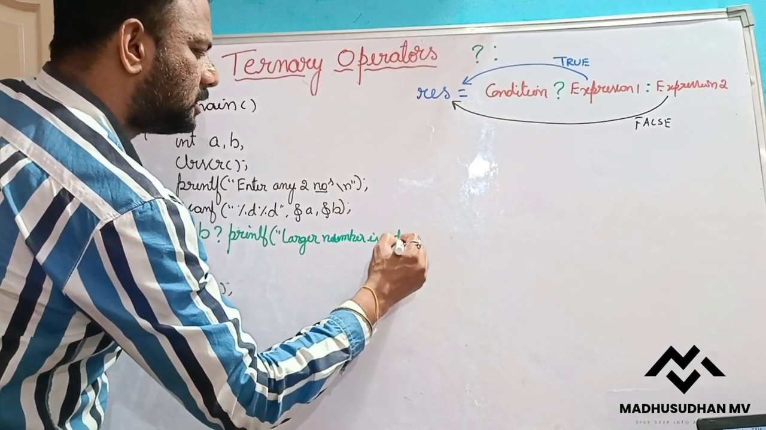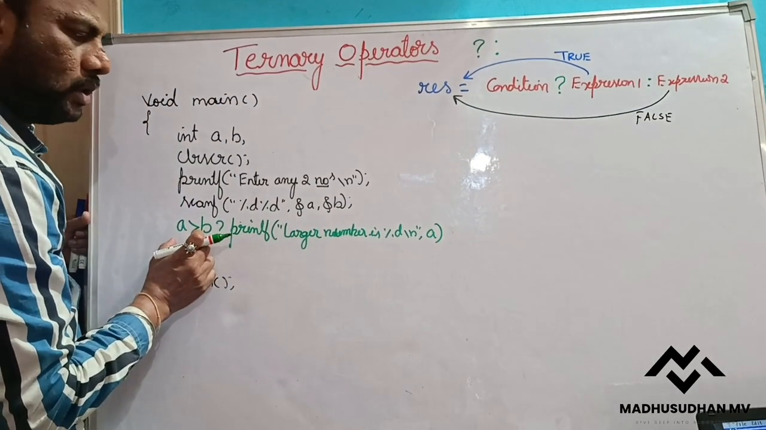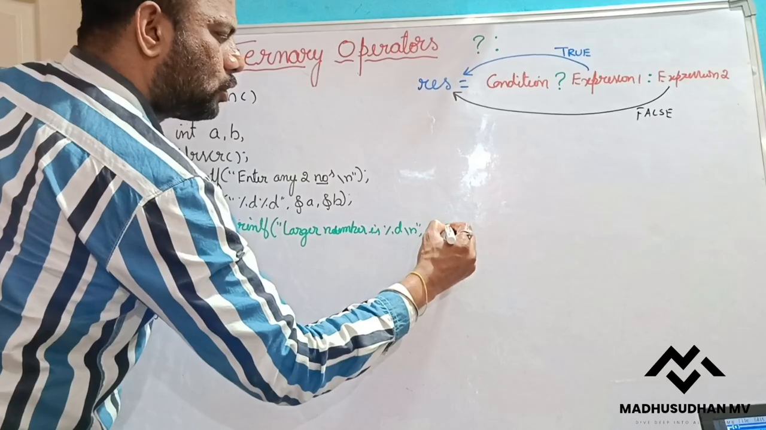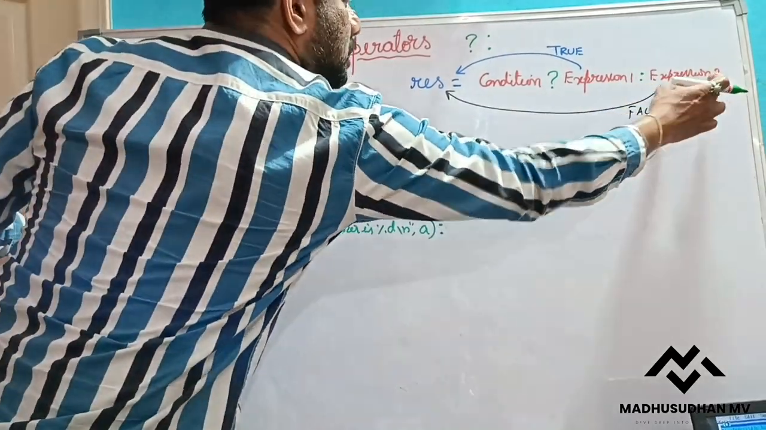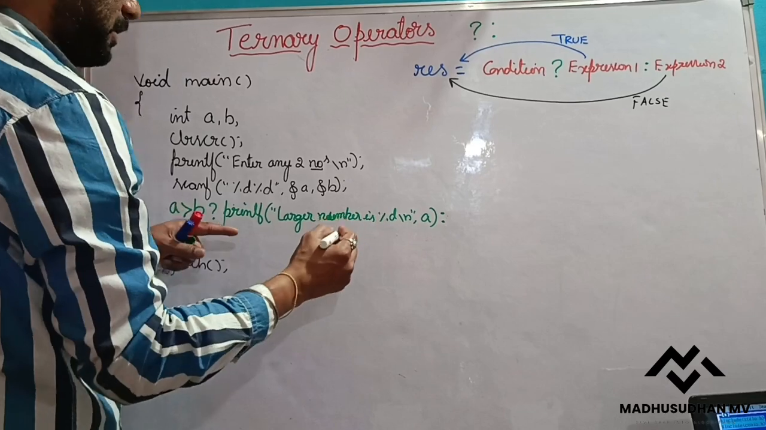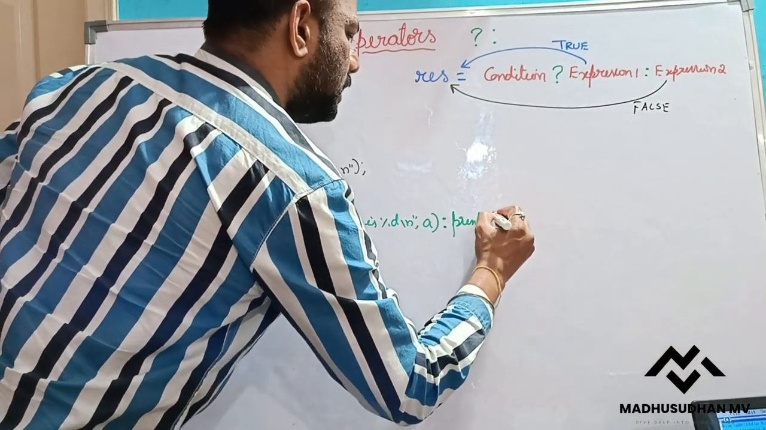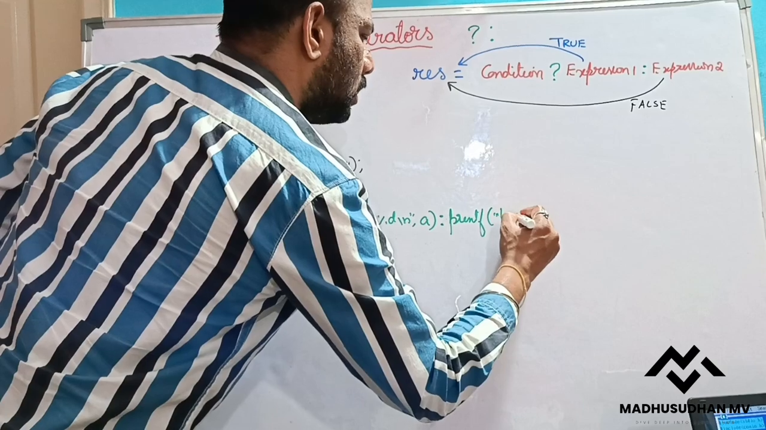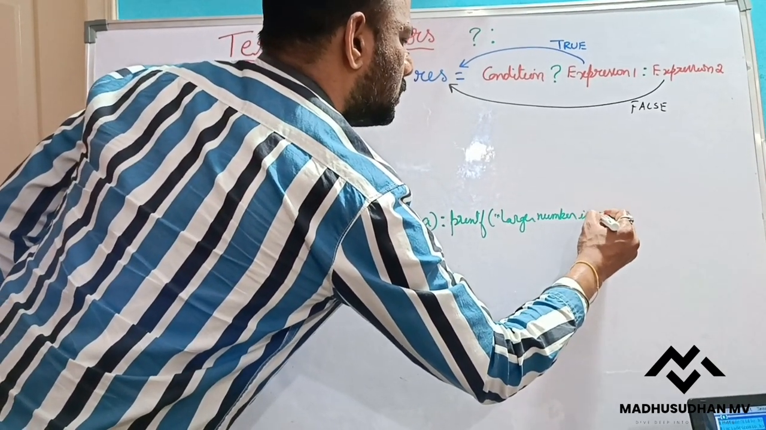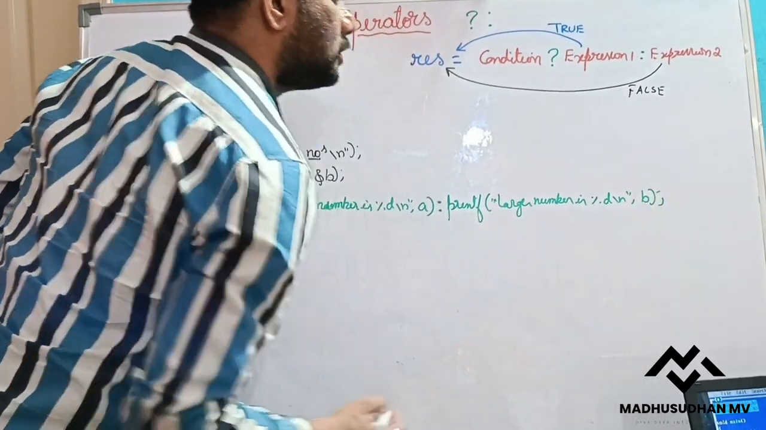percentage d slash n, A. If this condition is true, it will print this one: the larger number is A. Next, colon, in place of expression 2. Expression 2 will be evaluated if the case is false, and at that time I print the B value. So here another printf I will write: printf larger number is percentage d slash n, then B. As usual, semicolon.